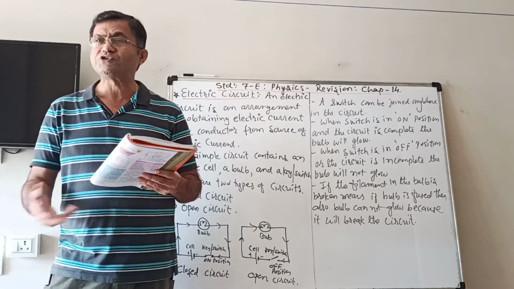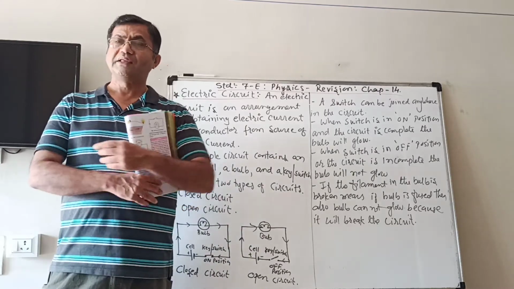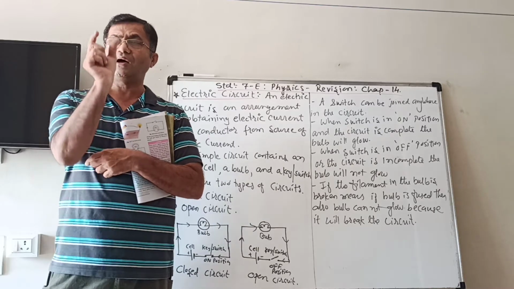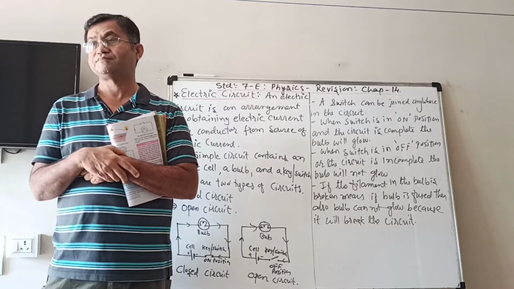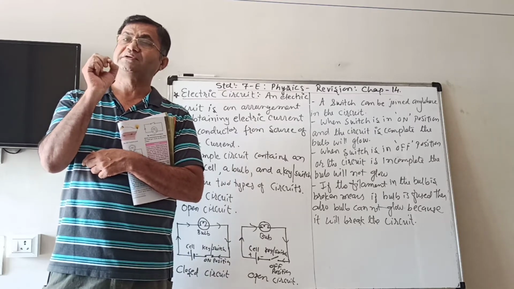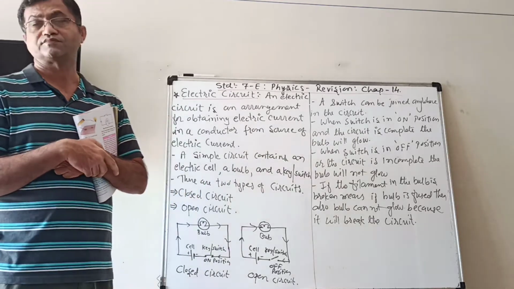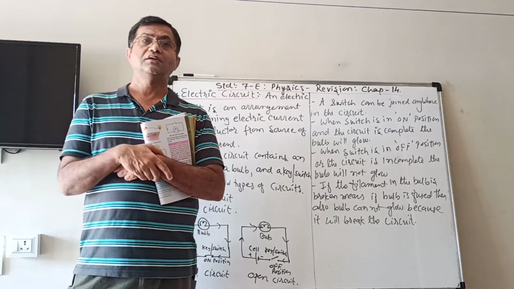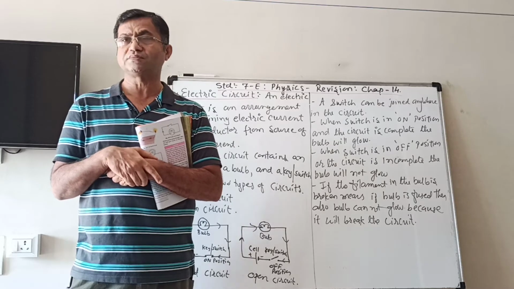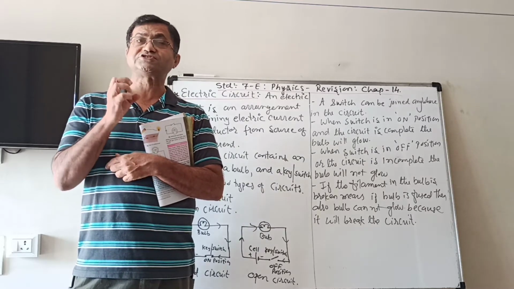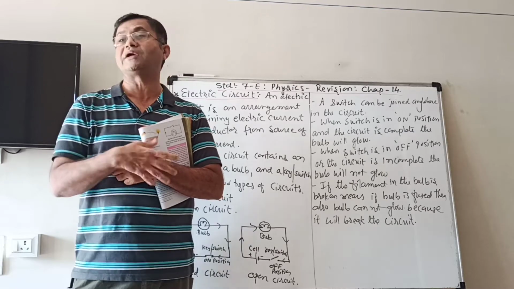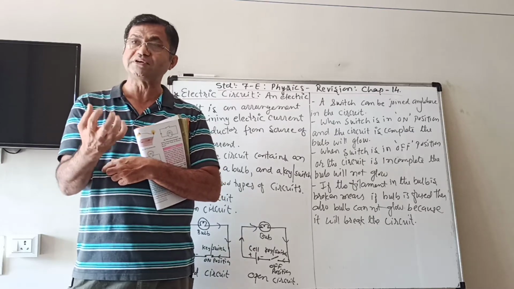What does it mean that the bulb is fused? We'll learn about it. Inside the bulb there is a filament which is made of a special tungsten wire, and when the current is passing through it, it gets very very hot and therefore it starts glowing and it gives us light.